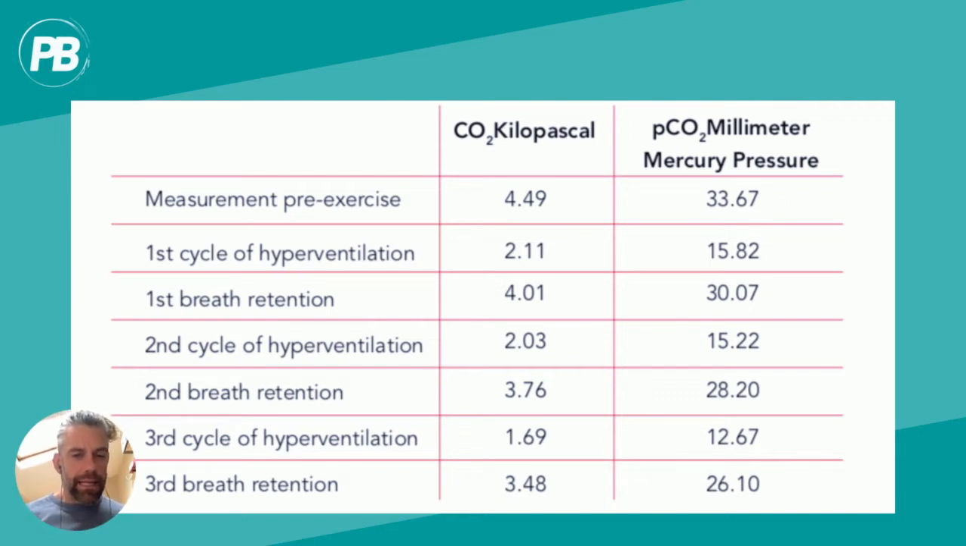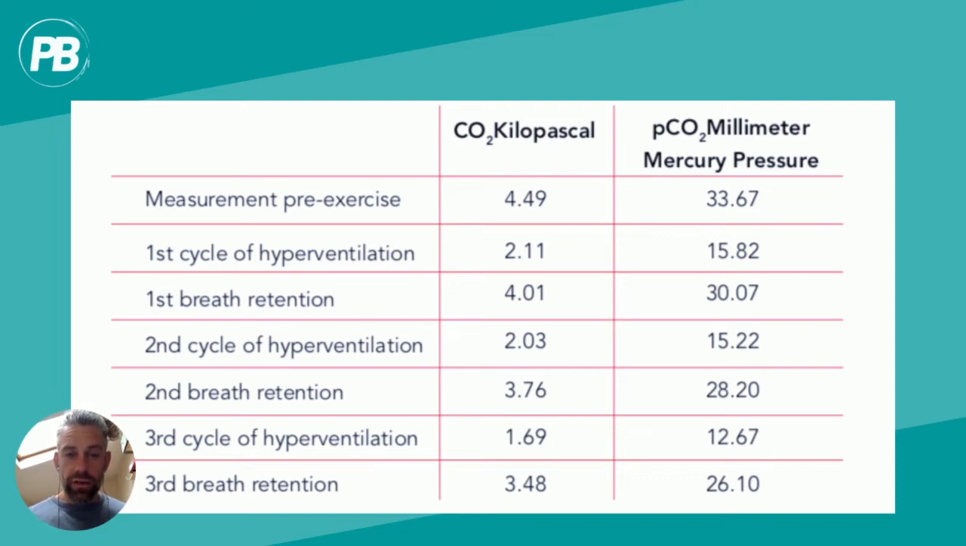And then we get this stacking effect, like we saw with the blood oxygen saturation. The second round of hyperventilation, we get rid of some more. The first round, we got it down to 2.1. The second round of hyperventilation, your carbon dioxide levels go down even lower, 2.03. Then during the breath retention, oxygen goes down, and as you're holding the breath, CO2 will come back up, and then you'll get that stimulus to breathe eventually. But it didn't come back up as high as before. So 3.76 on the second breath retention.